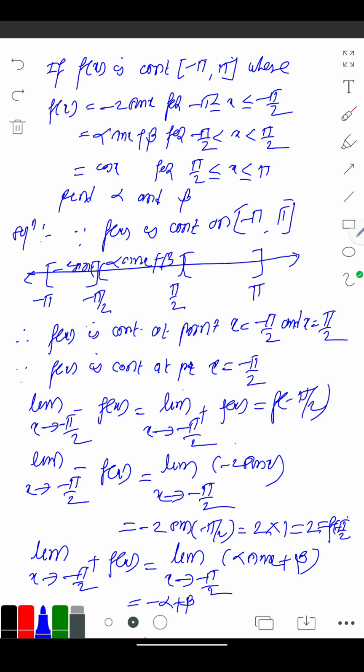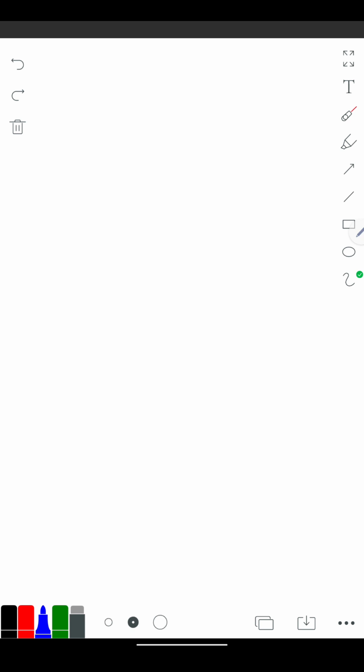Then here, left limit equals right limit, that is, minus alpha plus beta is equal to 2. This is equation number first. So we write here minus alpha plus beta is equal to 2, and this is equation number first.